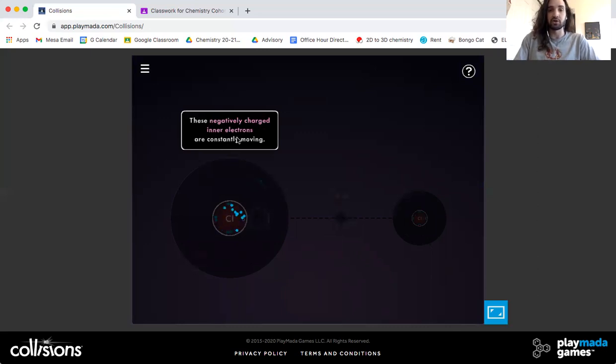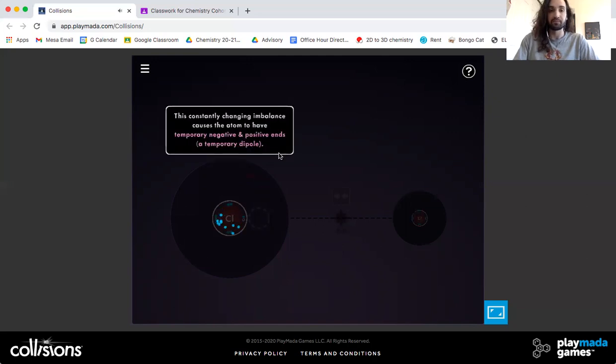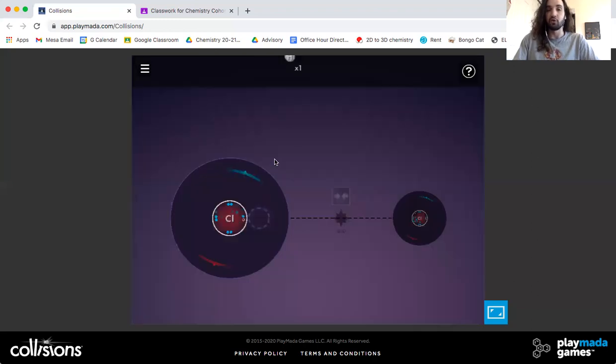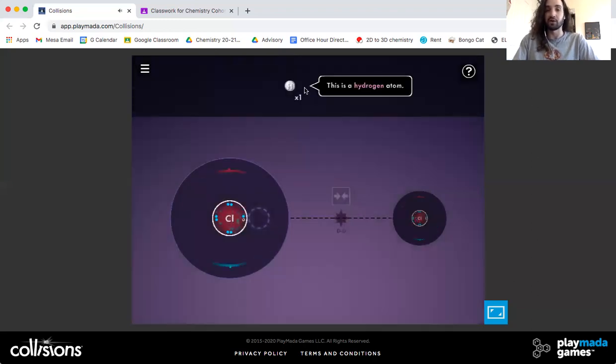Negatively charged inner electrons are constantly moving. Look, they're bouncing around here. All of the electrons are bouncing around. At any moment, the electrons might be on one side of the atom more than the other. Notice how they're collecting over here, then over here, then over here, randomly moving around. Because they're randomly moving around and they're negatively charged, if a bunch of negatives show up on this side, a positive has to show up on the other side. That's a new thing that we're learning about. It's called a temporary dipole.